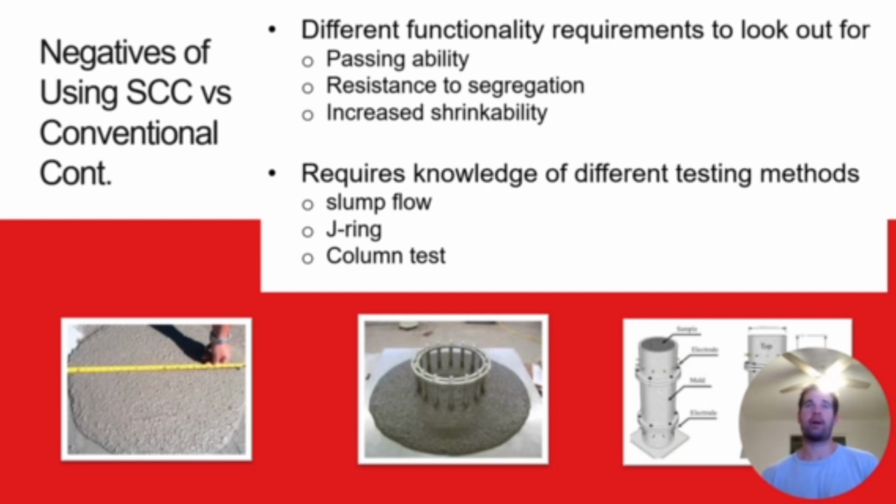There's a slump flow test, there's a J-ring where you need to show that it can get around the rebar, and a column test where you're measuring different parts of the column and comparing them afterwards. So that's a wrap for my section.